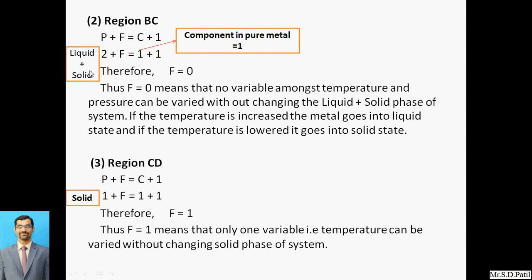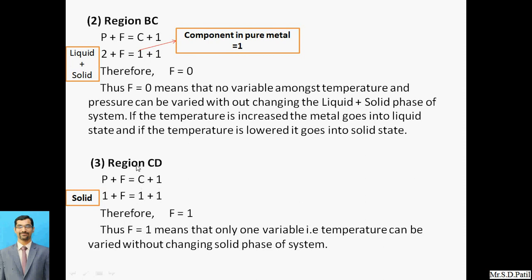F equal to 0 means that no variable amongst the temperature and pressure can be varied without changing the liquid plus solid phase of the system. If the temperature is increased, the metal goes into the liquid state, and if the temperature is lowered, it goes into the solid state. Now similarly for the region CD, P plus F is equal to C plus 1.